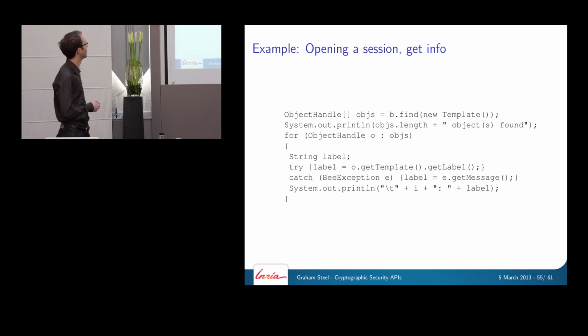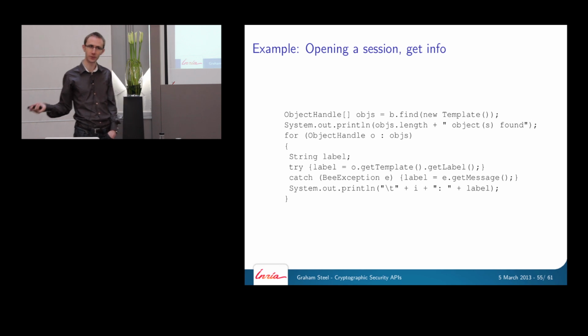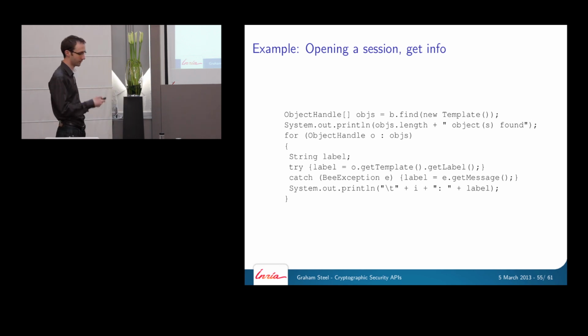Okay, let's do something a bit more interesting. We can, for example, look to find all the objects on the device. Here I'm using an empty template because I want to find all of the objects on the device. This find objects function is also a standard PKCS 11 construct; we're just using it here in our particular implementation. If I give an empty template, it's going to tell me about all of the objects that it has. Then I can tell you how many objects I managed to find, and for all of my objects, I can go and tell you a little bit about them.